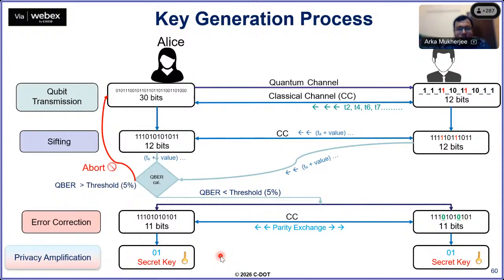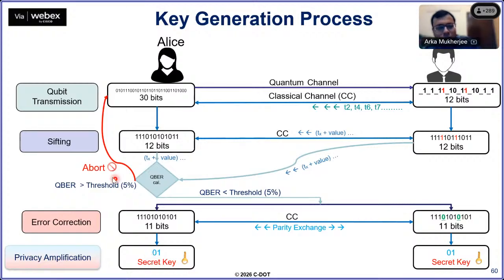We sent some data in the channel. We started with 30 bits, 12 bits were received. Then we disclosed the time slots and the basis. Then we disclosed some bits to check the quantum bit error rate. If the quantum bit error rate is less than the threshold, then we proceed with error correction. After the errors are corrected, we perform privacy amplification to avoid information leakage to Eve. After the privacy amplification step, we are left with the secure key.